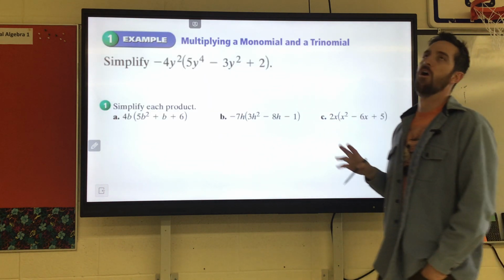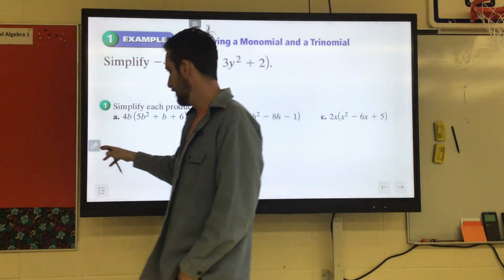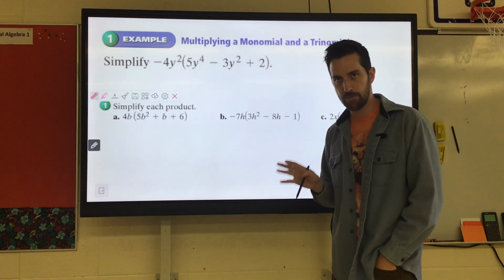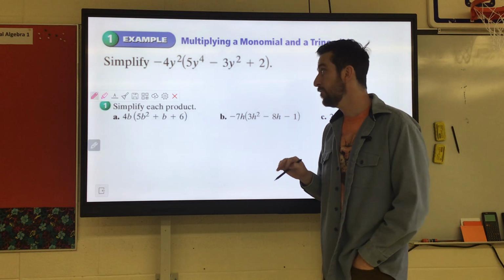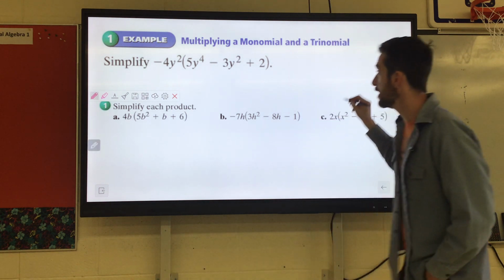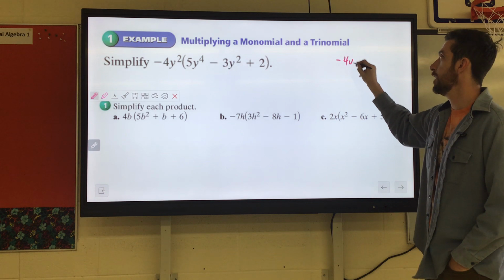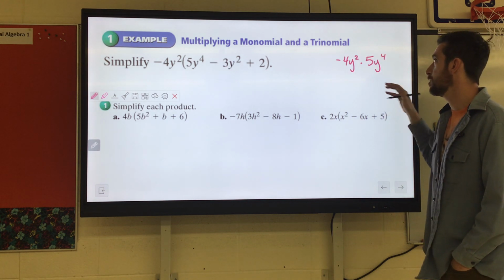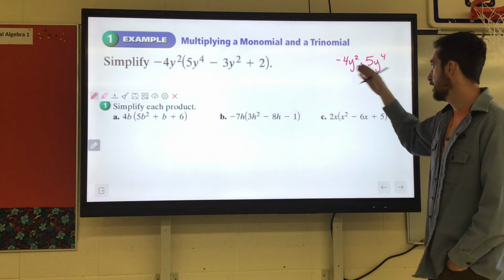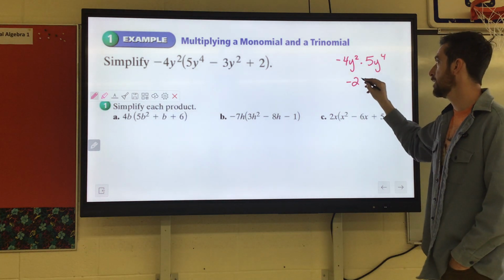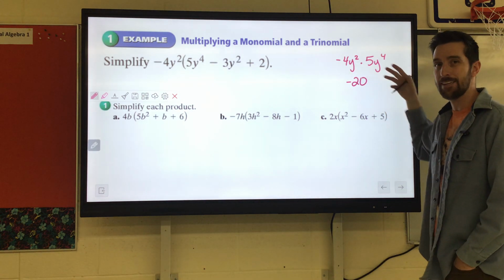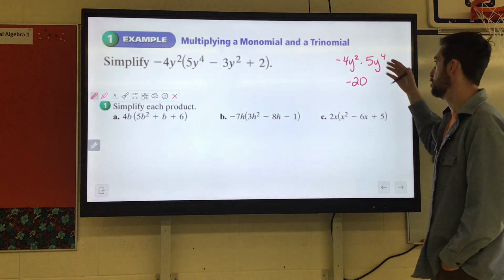Here we go. Now, here's where your old chapter 8 exponent properties come into play. We've done problems where it's just said negative 4y to the second times 5y to the fourth. You do negative 4 times 5 is negative 20, and when you have the same bases, they're both y's, you add the exponents when you multiply. So 2 plus 4 would be 6.